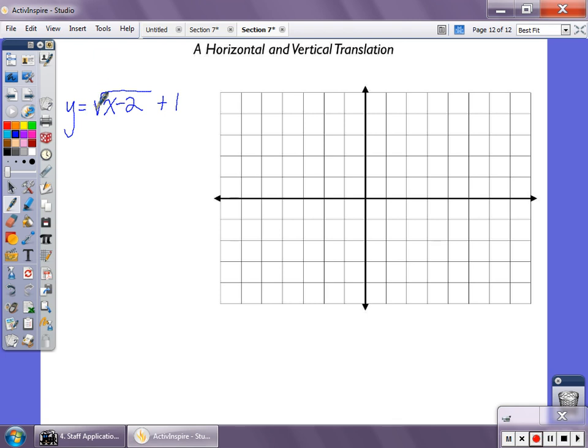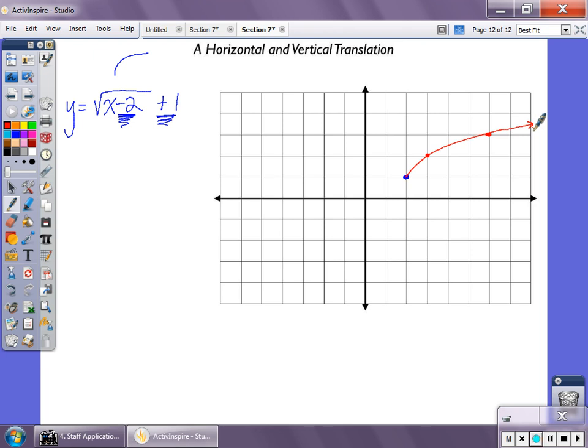Okay, so I need to remember that my shape looks like this. I also notice that we have a minus 2 on the inside, so that's shift right 2 units, plus 1 on the outside, so that is shift up 1 unit. So again, minus 2 on the inside, 1, 2 to the right, up 1 because of the plus 1. And that's where our anchor point goes. Now we have to remember for square roots, we're going over 1, up 1, over 4, up 2. We would go over 9, up 3, but we don't have enough room. And so we're looking like that.